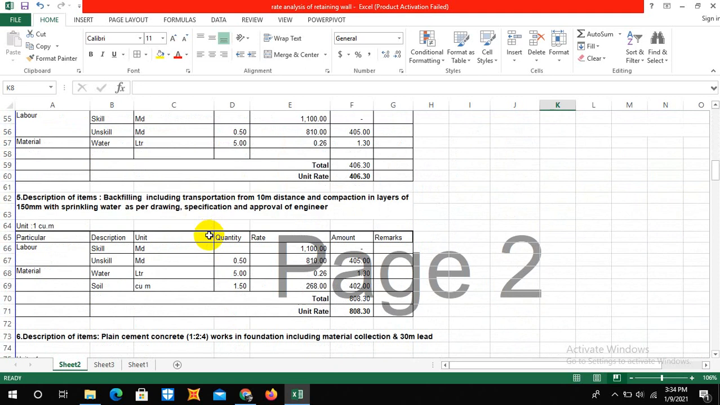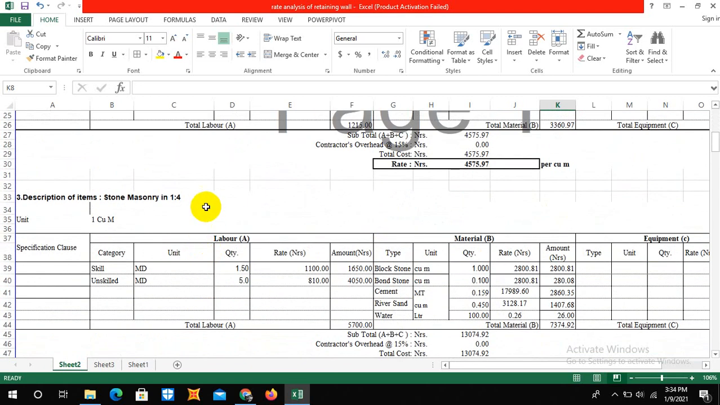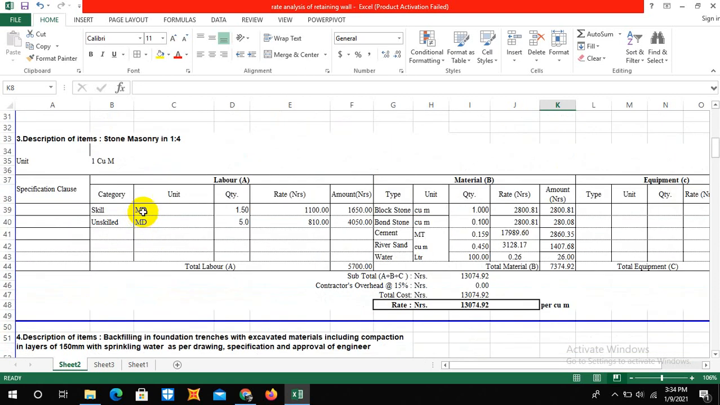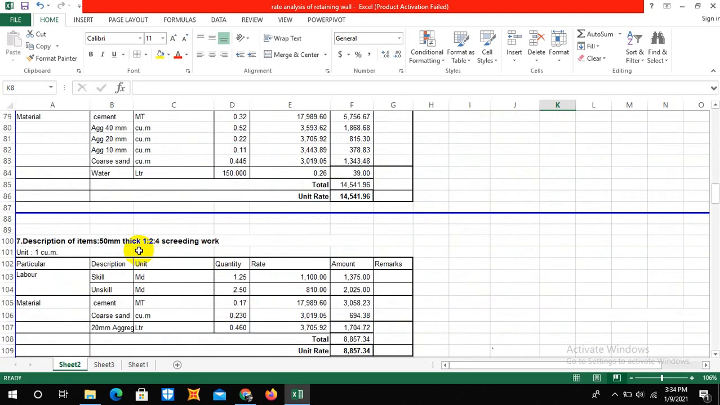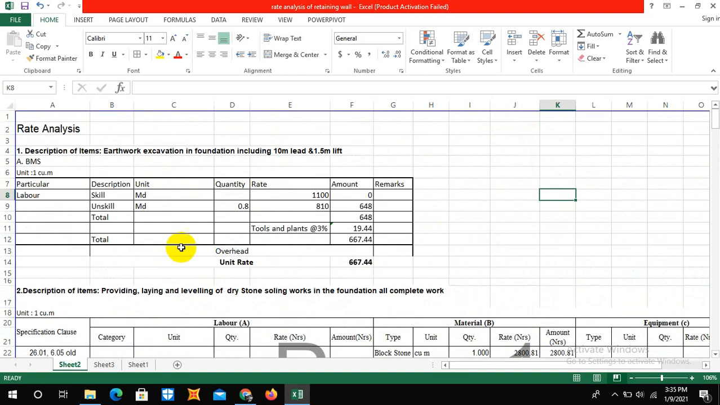After a certain thickness of PCC work, we will be doing the stone masonry work in the ratio of 1:4 or 1:6. And then after the stone masonry work, PCC or screeding on the top of the retaining wall will be done. So let us start now.